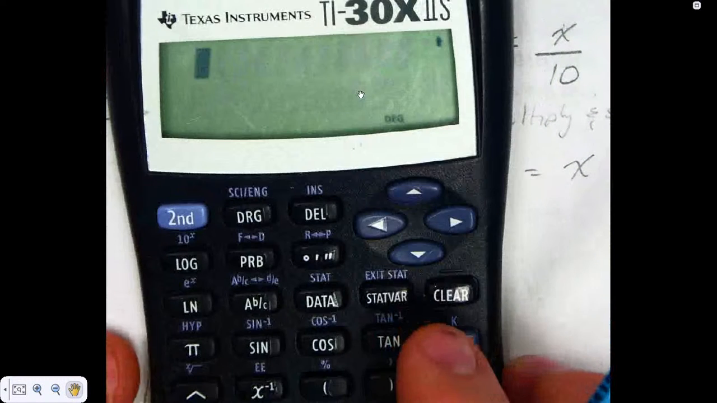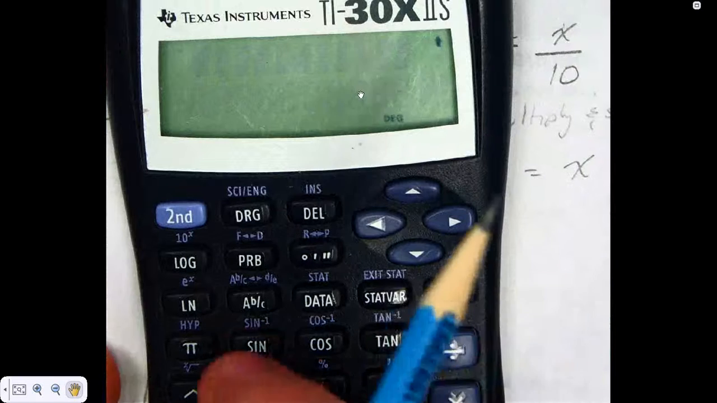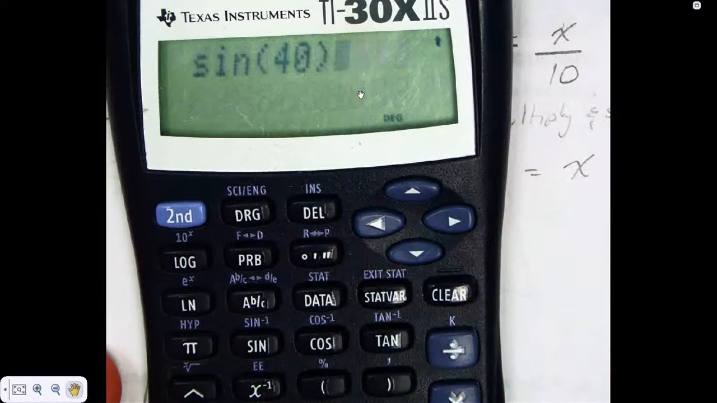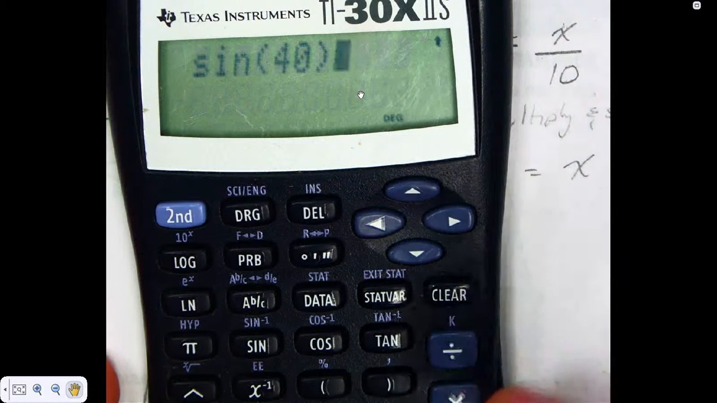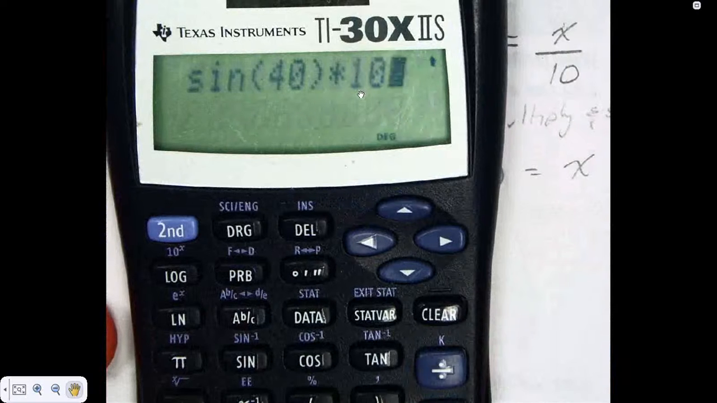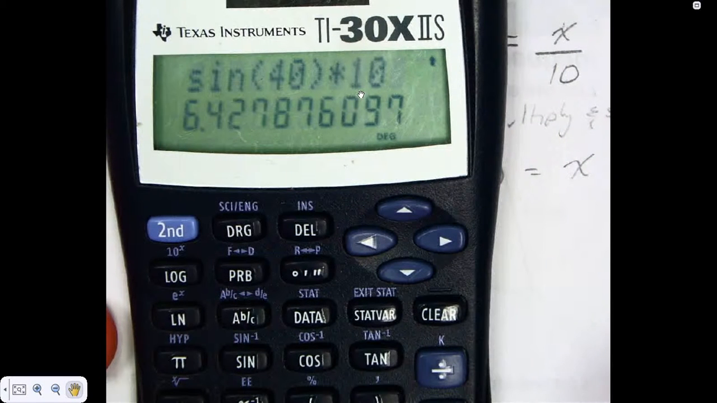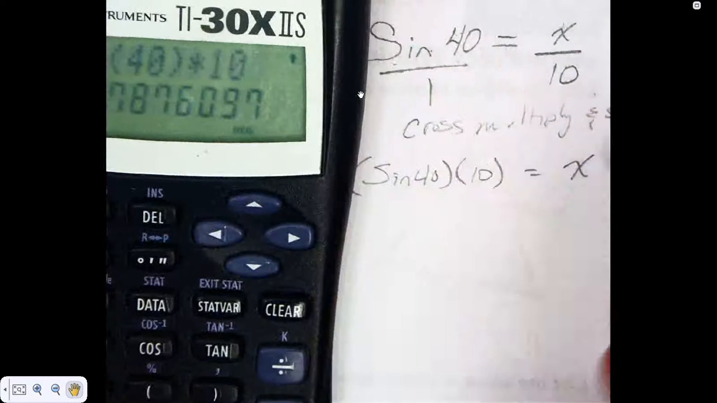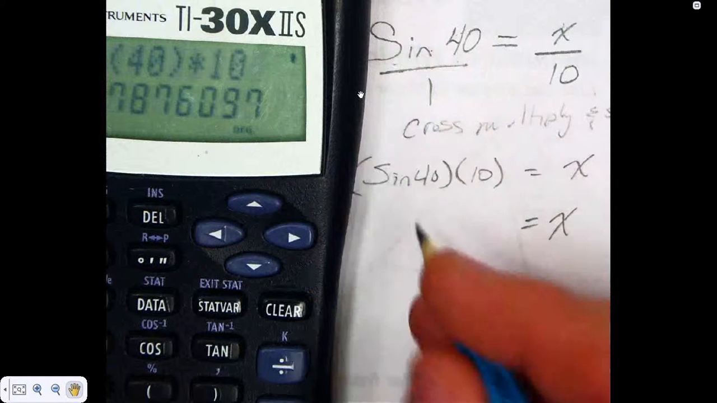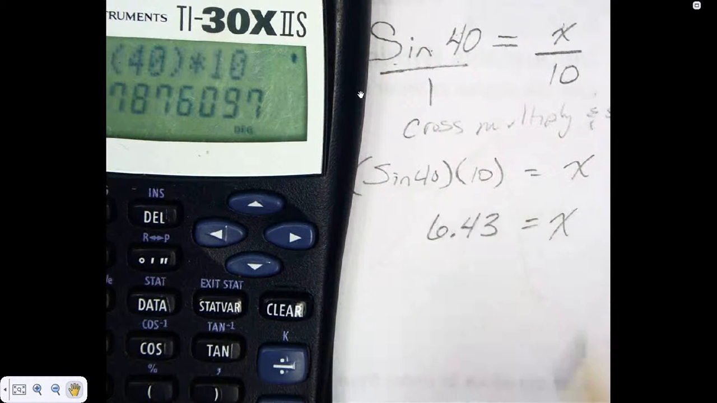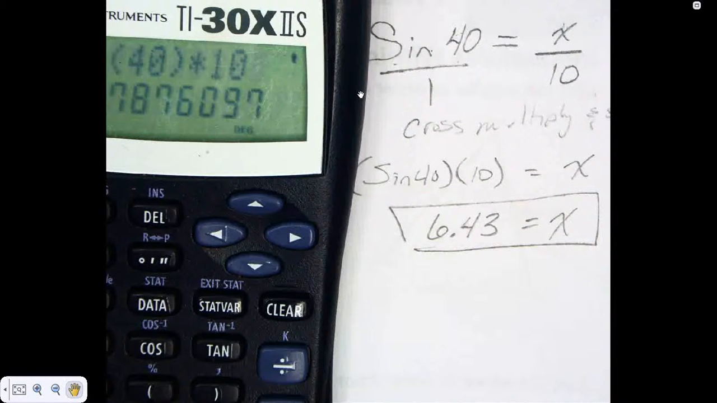All I have to do is come over here, press the sine button. Sine of what? 40. I'm going to close my parentheses. See that? Times, what am I going to multiply it times? And then I press equals. I don't like that. What do you not like about it? It's an ugly number. Let's round to the nearest hundredth. So x is equal to 6 point what? 43. You're already done with this problem.